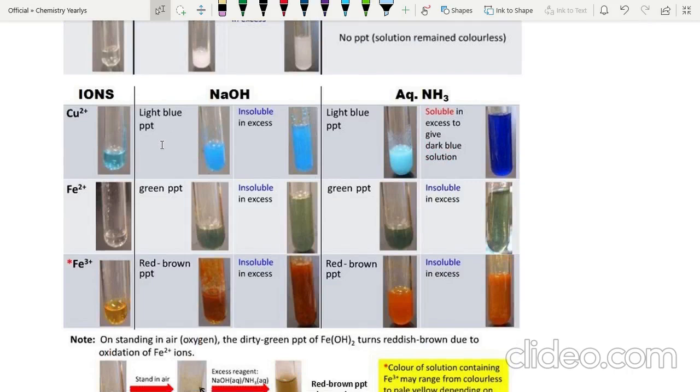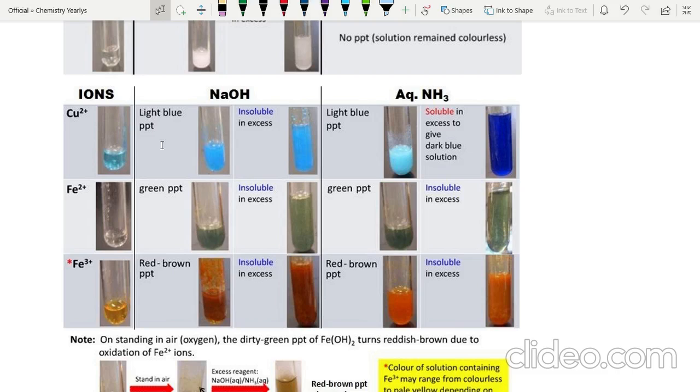Now these are the transition metal ions, like copper, iron plus 2 and iron plus 3. So copper mostly comes in as a blue solution. It is always a blue solution, but sometimes it can be colorless. It is not a hard and fast rule, but most of the times it is actually blue.